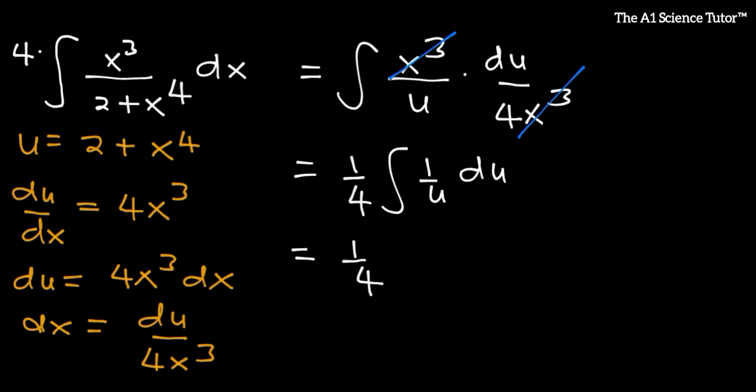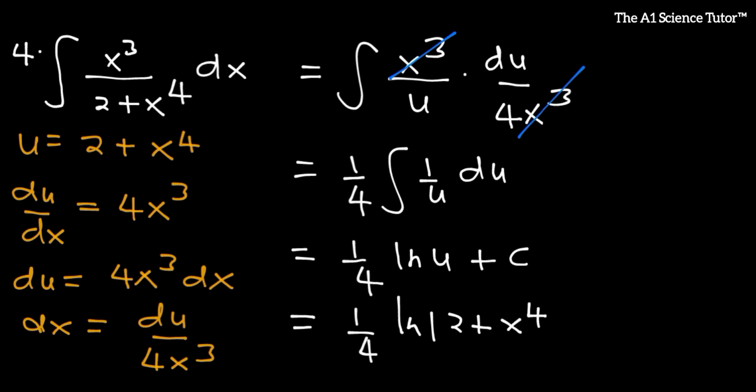Now the integral of 1 over u should be ln u plus c. Now we know what u is, right? So u is 2 plus x to the 4th. So this is going to be ln with an absolute of 2 plus x to the 4th plus c. That is the answer to that question.